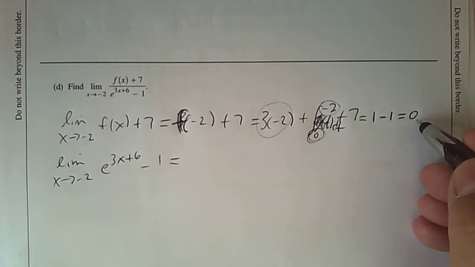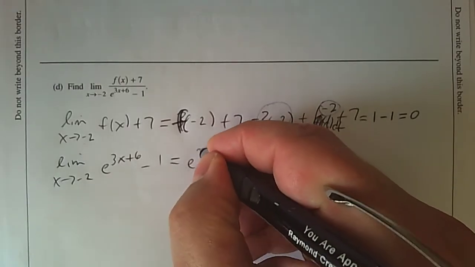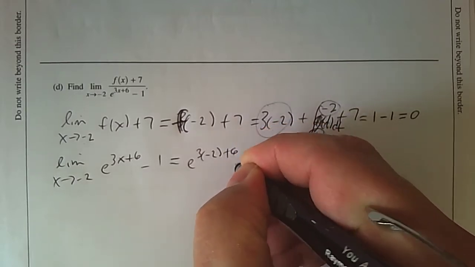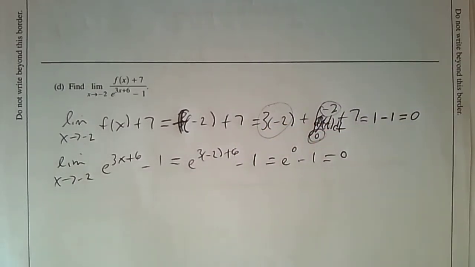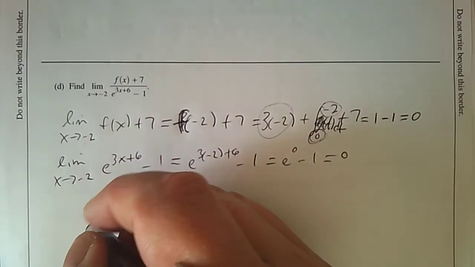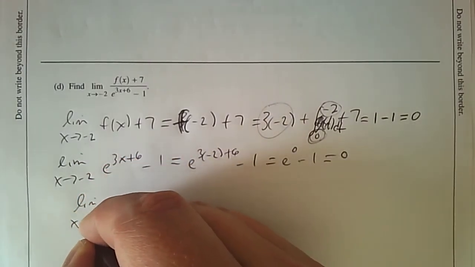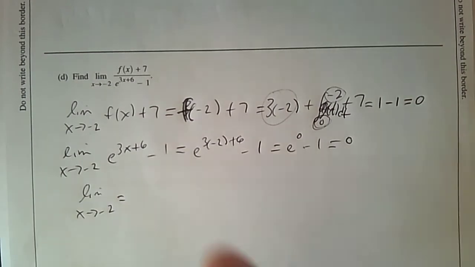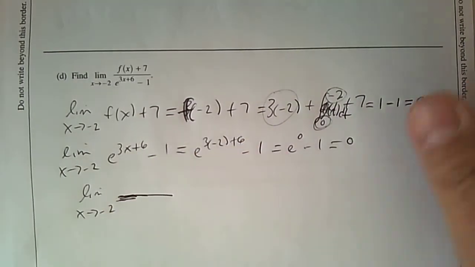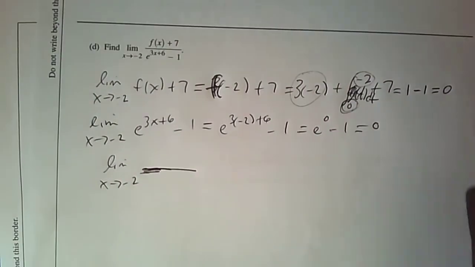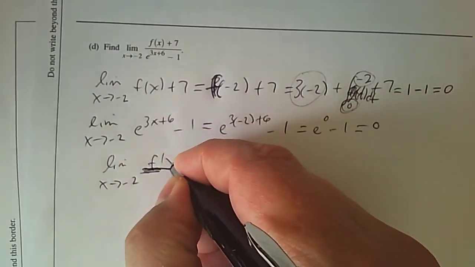And the top is 0. The bottom, when I plug in, is e to the 0 minus 1, and we know that's also equal to 0. So this is indeterminate. So we're going to do L'Hopital's rule. We're going to take the derivative of the numerator and the derivative of the denominator.